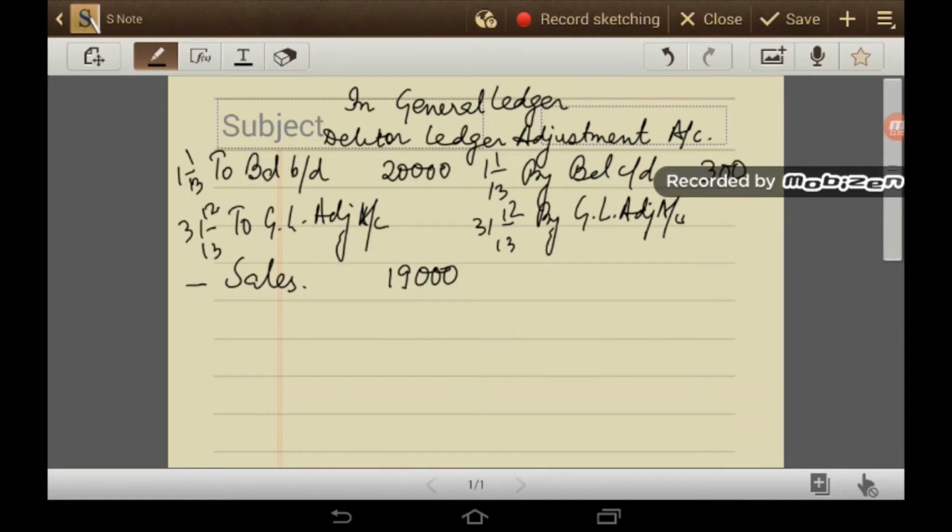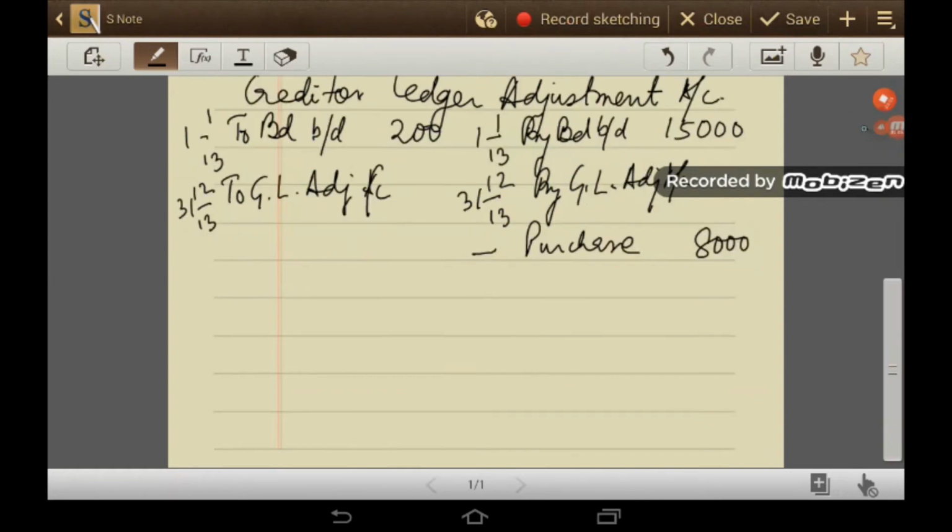The next is the cash paid to supplier in full settlement of claim of 9,000. So amount paid is 8,500. This entry will be written in creditor ledger adjustment account, on the debit side. So cash payment is made for 8,500 and discount. So what is the journal entry that we have passed? Creditor ledger adjustment account debit to general ledger adjustment account. 8,500 is for cash and discount received is 500.